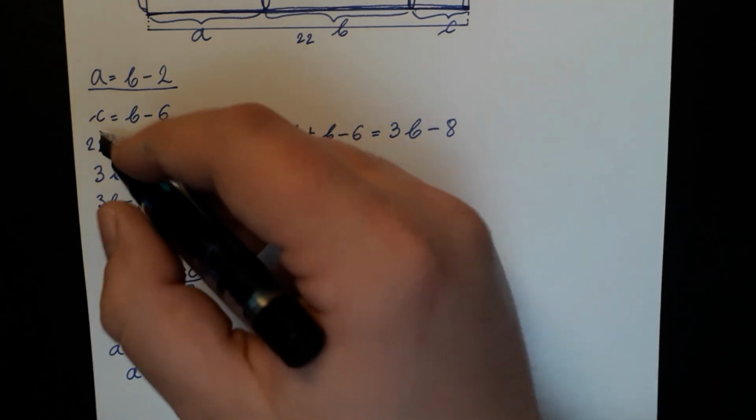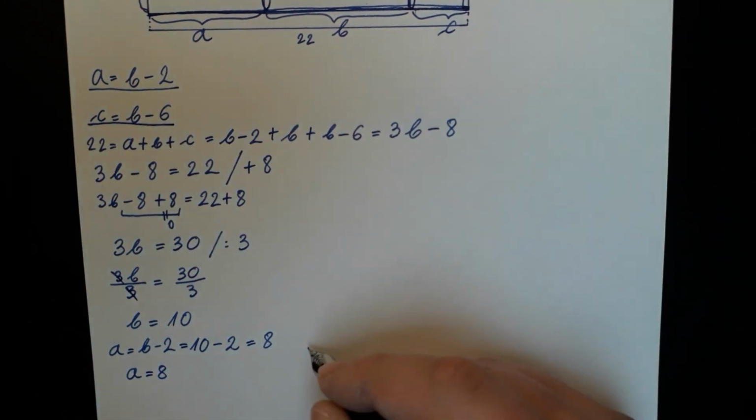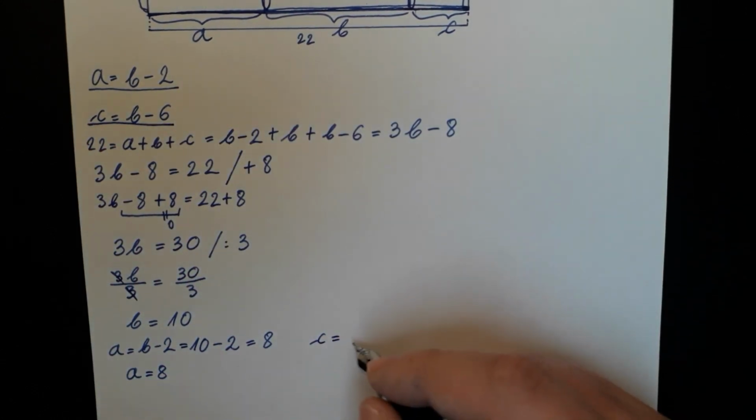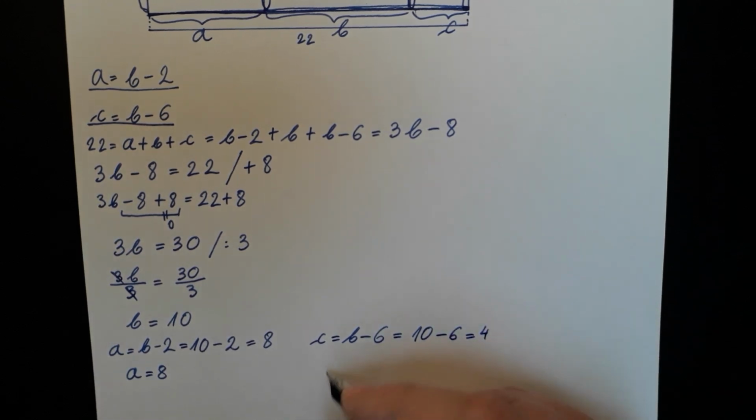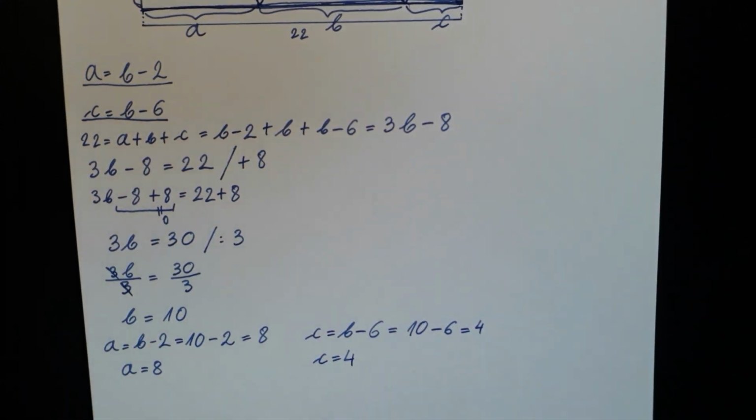In the same manner, by using this connection, we are going to get the value for c. C is b minus 6, and we know that b is equal to 10, so 10 minus 6, that is 4. So we have the value for c to be equal to 4. Now we have the lengths of the sides of all three of our squares. So let's now calculate the total area of all the three squares.